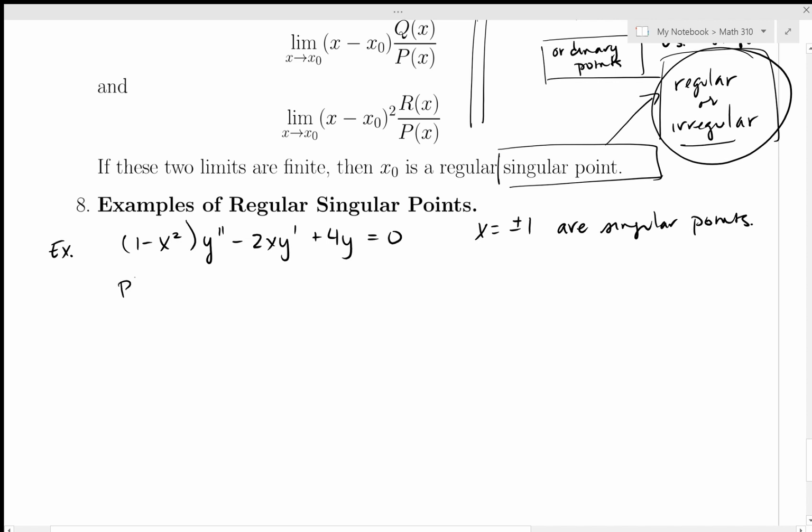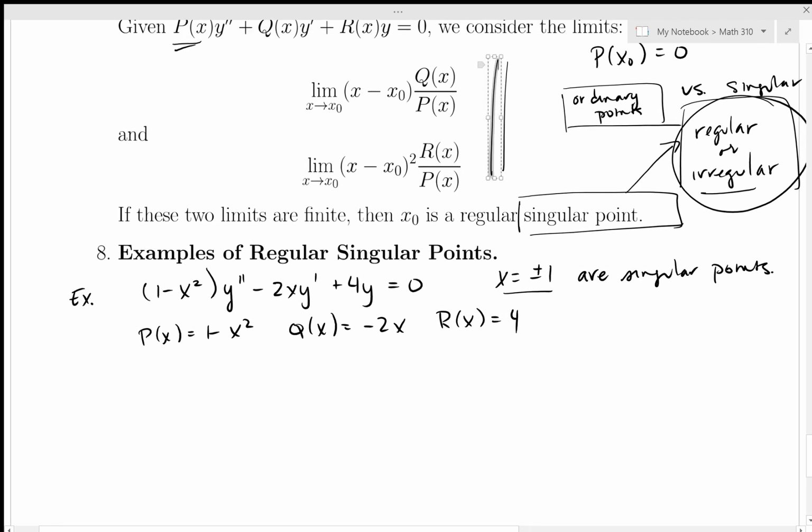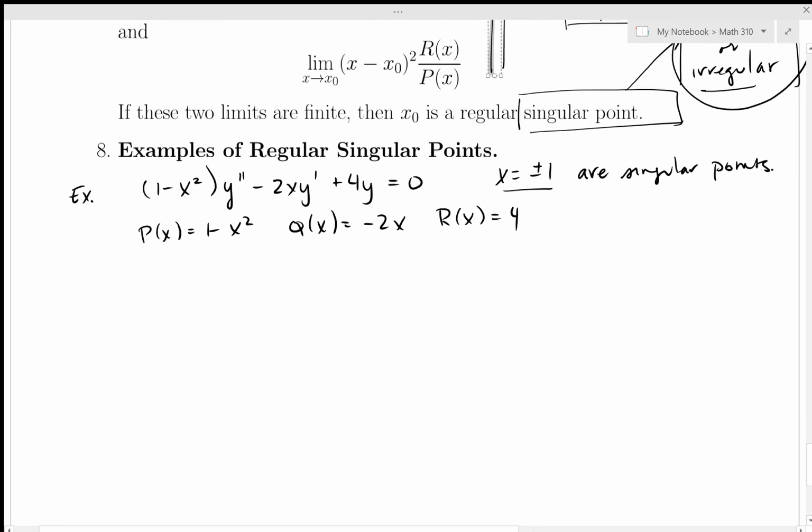So I've got this function p of x, that's 1 minus x squared. I've got this other function q of x, that's minus 2x. And I've got the function r of x being 4. So I take the limits, and I have to do this for each of the singular points. They both work the same in this case. So I'll do x equals plus 1, but they're both the same. So what you do is you take the limit as x goes to 1 of x minus 1 times q of x over p of x.